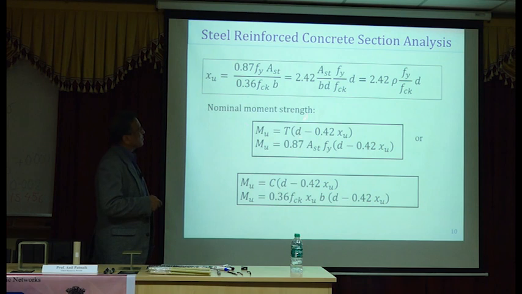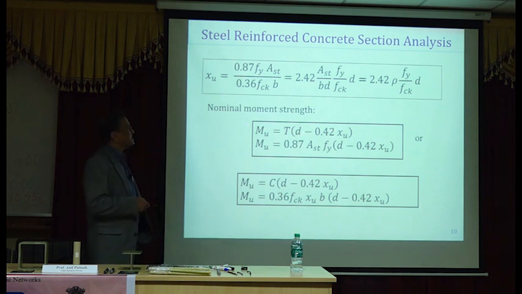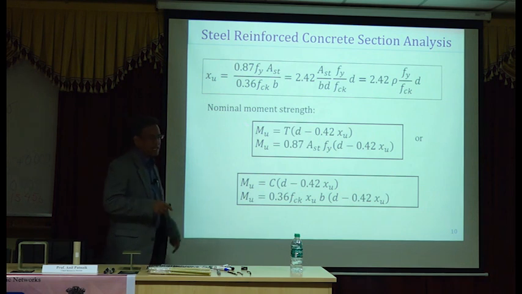But you can simplify it further and say that's equal to 2.42 Ast over bd times Fy over fck times d. The advantage of this is we have ratios, so we reduce the units to just d. So 2.42 times rho, the steel ratio, times Fy over fck, times d. And then the moment strength is based on the moment arm, which is d minus 0.42 xu, that's by IS 456, and then T is the total tensile force. So you know this really well.